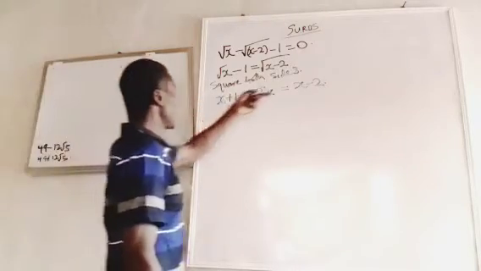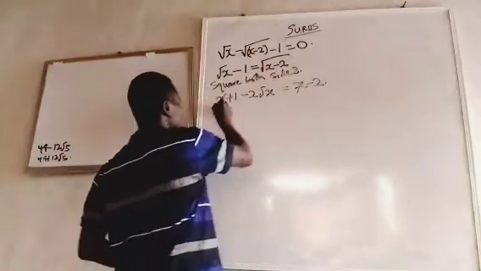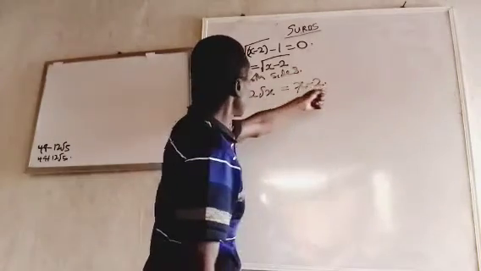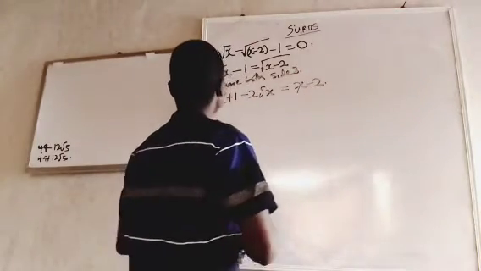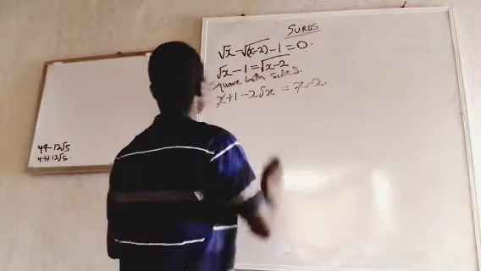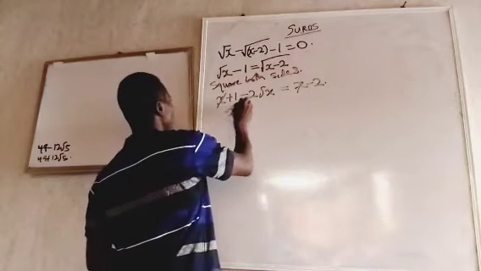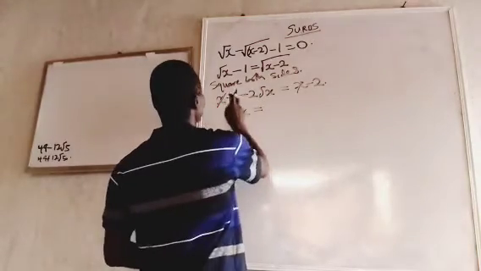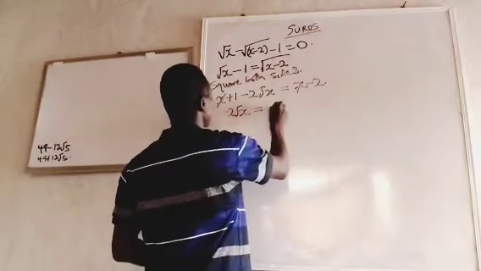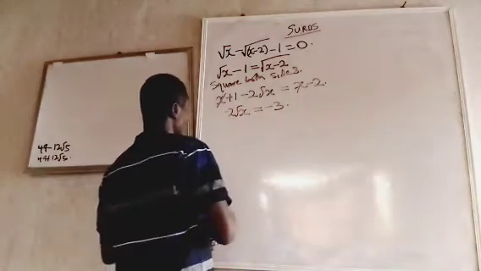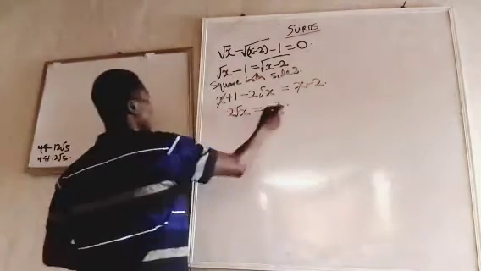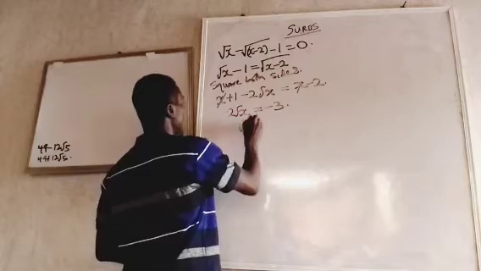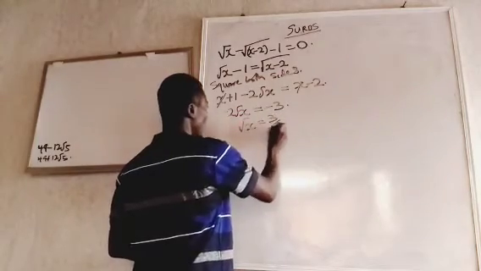Now subtract x from both sides. This one cancels out. Let me bring this one to this side. I'm going to have minus 2 root x equals minus 3. Next thing will be, let me divide both sides by minus 2. I'm going to have root x equals 3 over 2.